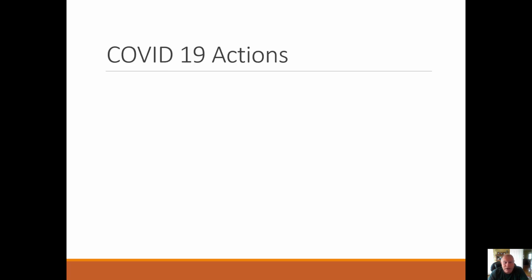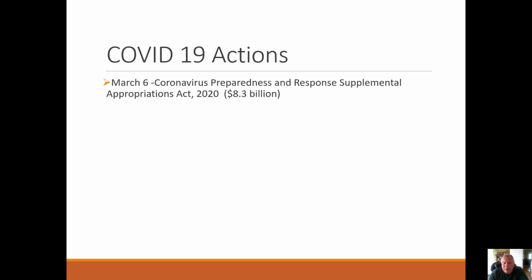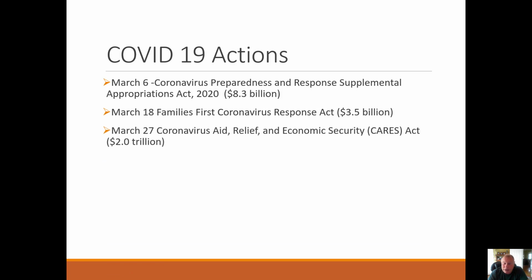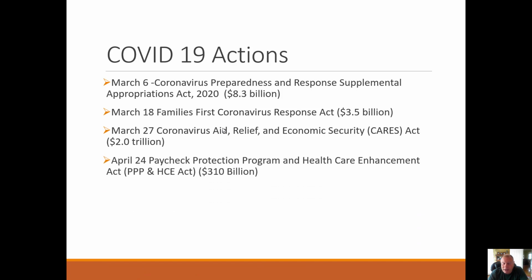Well, let's start with government spending, and a couple of things happened there. We've had the base that's been running, but starting last year in March, there was the coronavirus preparation and response. They put $8.3 billion there. March 18th, Families First Coronavirus Response Act, another 3.5. Then a week later, there was the CARES Act, which was $2 trillion. So as you can see, the government really moved fairly fast in spending money. A month later came the Paycheck Protection Program and healthcare enhancement. That was another $310 billion. In January of 21, we had the American Rescue Plan, $1.9 trillion.